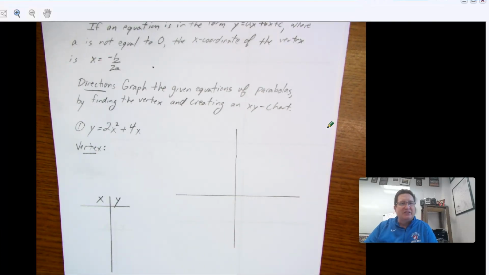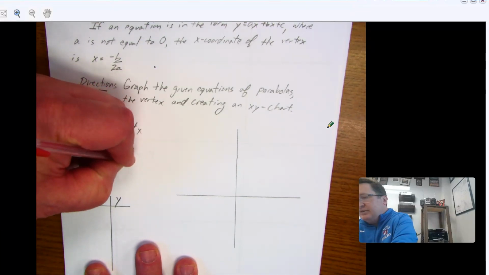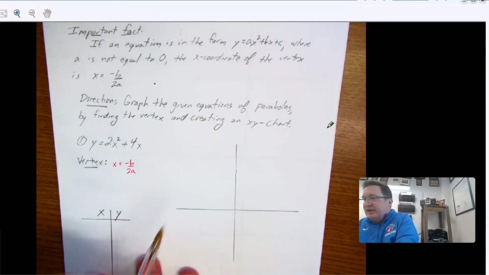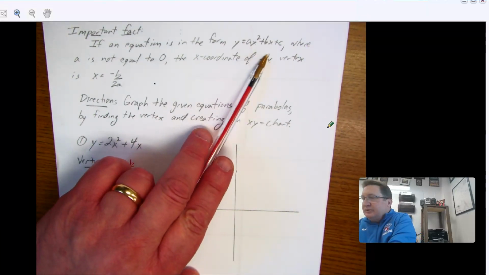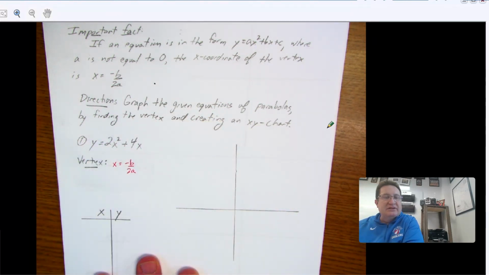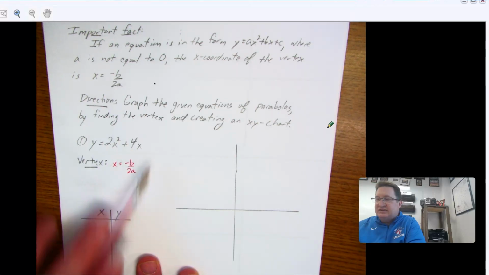And so the first one says y equals 2x squared plus 4x. And we're going to graph the vertex, and we're going to make an xy chart, and then we're going to plot some points. Okay? And so the vertex, as mentioned, is the x-coordinate is the opposite of b over 2a. Now, remember, a is the number in front of the x squared, b is the number in front of the x, and c is a number that has no variable attached to it. So in this case, a is 2, and b is 4, and c is actually 0 in this problem.